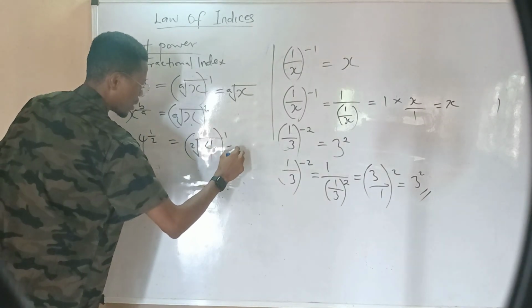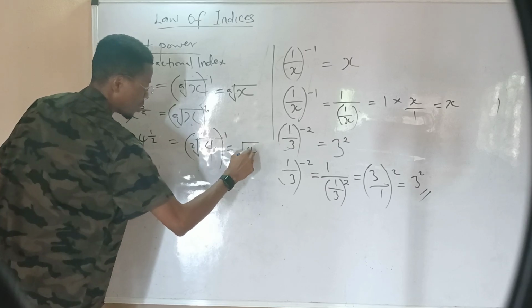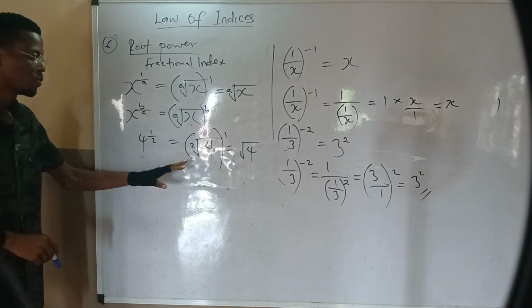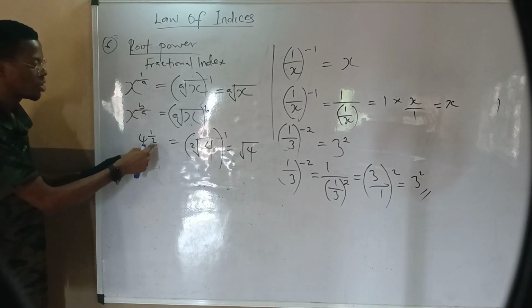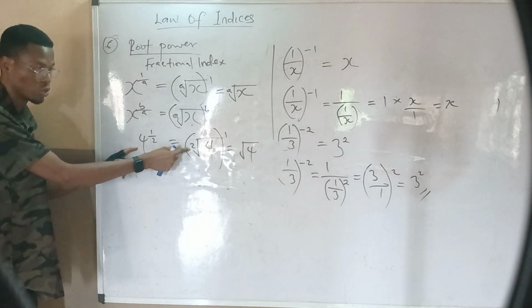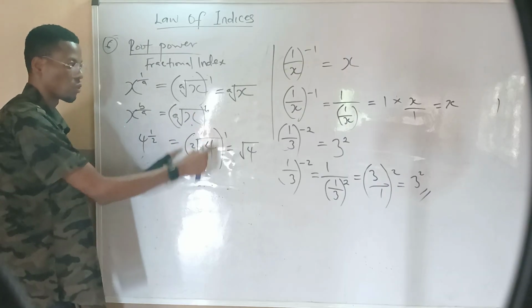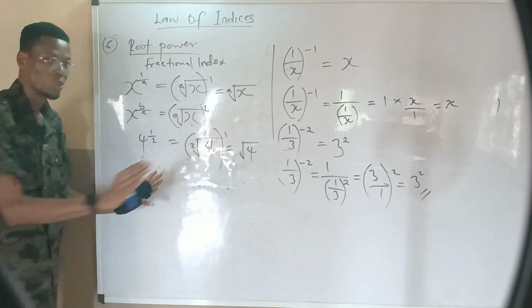So this is the same thing as saying the square root. Let me just write it like this: square root of 4, right? Are you seeing it? The square root of 4. This is actually what happened here. Your 2 will be written at this point, which is the square root. Then the power, this 1: after finding the square root of 4, you raise it to the power of 1. That is what happened here.